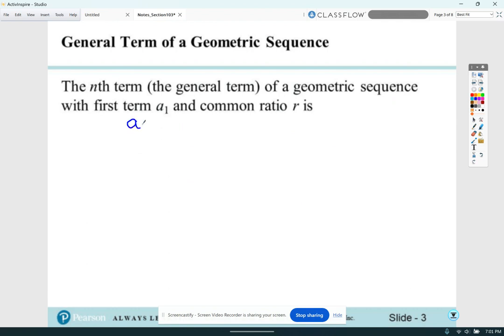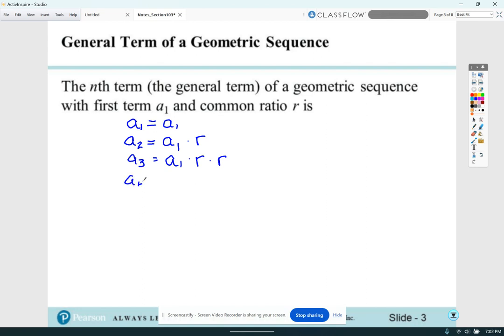So we're just going to say our first term in the sequence is a sub 1, and it has some value. To get to the second term of a geometric sequence, we take the first term and multiply it by r, whatever that common ratio is. If I wanted to get to the third term, I would take the first term and multiply it by r, that would get me to the second term, and then I would multiply that by r again. Now I'm at the third term.